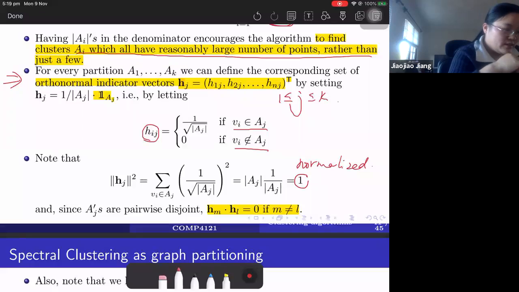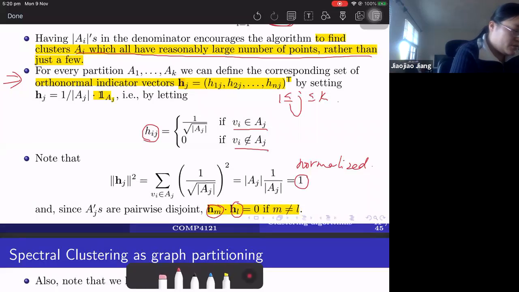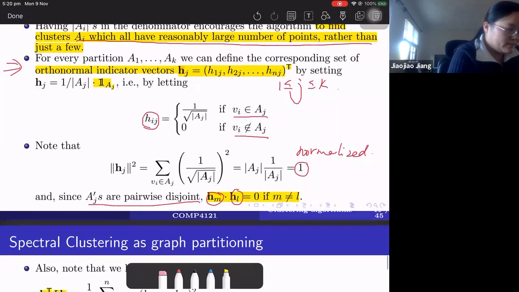For any two orthonormal indicator vectors Hm and Hl, if m is not equal to l, then Hm and Hl are orthogonal, or the scalar product is equal to 0, because the clusters Aj are pairwise disjoint.